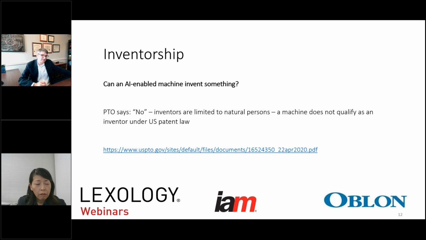So the US has taken a little bit of a different approach in this area. The PTO also has said no, that inventors are limited to natural persons. So a machine cannot qualify as an inventor under US law. We know that the PTO, the link there below, has provided guidance on this that says this.